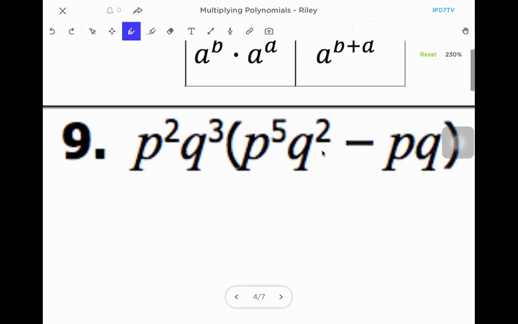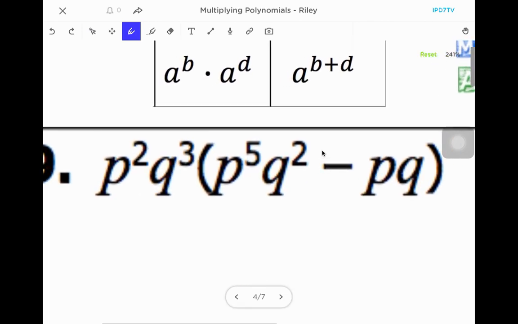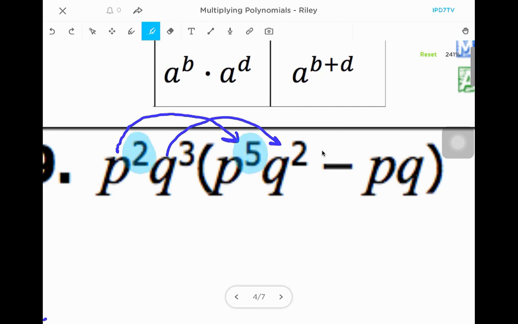Okay? So let's look at this. So you have p to the 2nd power and q to the 3rd power. Okay? You can only add p's and p's and q's and q's. Okay? So when we multiply this in, we can only add your p with your p and your q with your q. Okay? So you have p to the 2nd power plus p to your 5th power. Well, 2 plus 5 is 7. So you have p to the 7th power now.